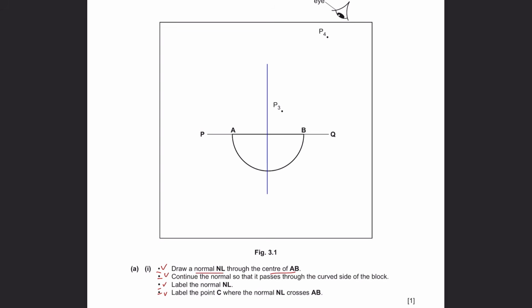Bullet point 2, continue the normal so that it passes through the curved side of the block. This is the curved side of the block and we have already drawn our normal passing through it. Next, point 3, label the normal NL. You can label it at the top or at the bottom, it doesn't matter. And for your last bullet point, label the point C where the normal NL crosses AB. So the normal NL crosses AB at this point and we're going to label it as C.